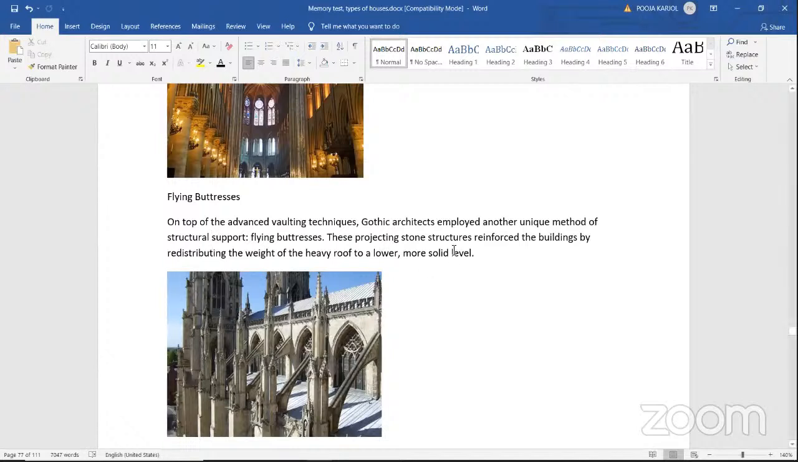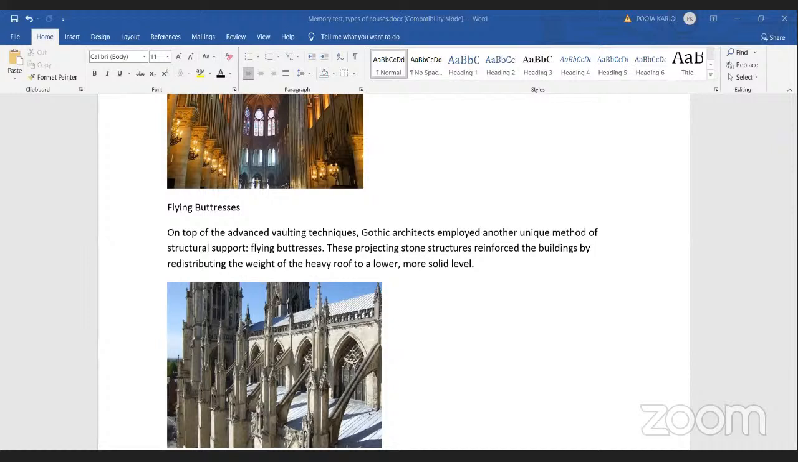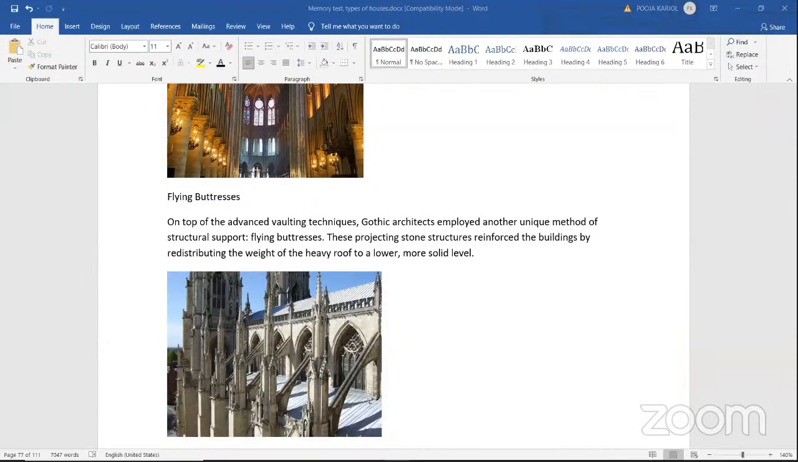These projecting stone structures reinforce the buildings by redistributing the weight of the heavy roof to a lower, more solid level. These are flying buttresses. Okay, in just a second, I'll show you what buttresses are. Then you'll get a sense of what a flying buttress is.